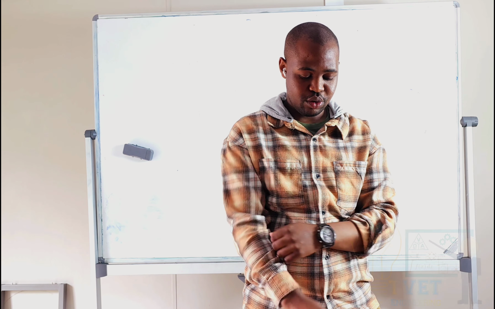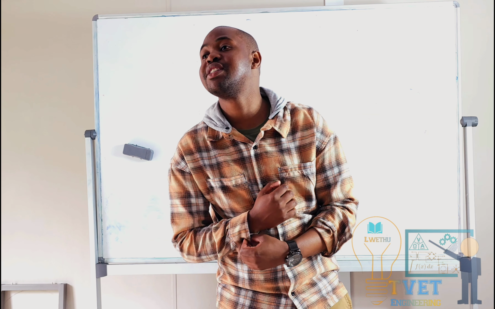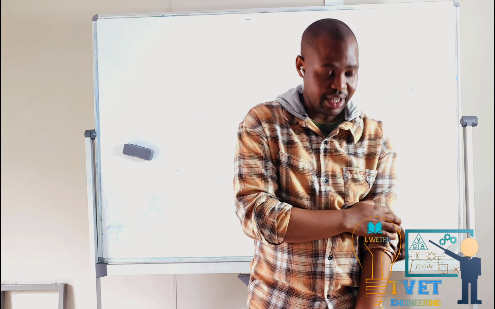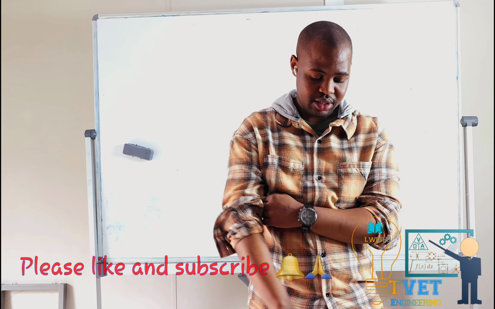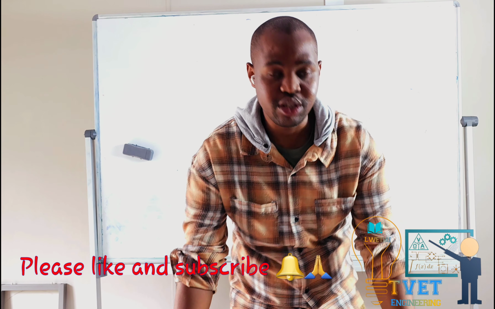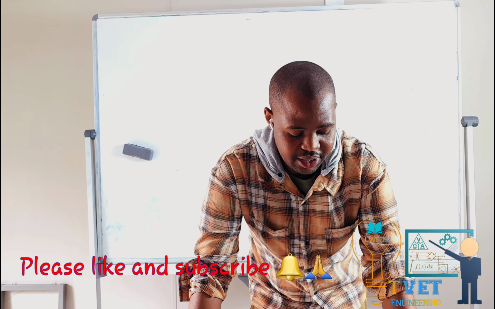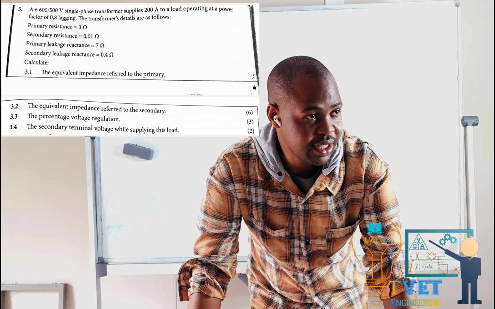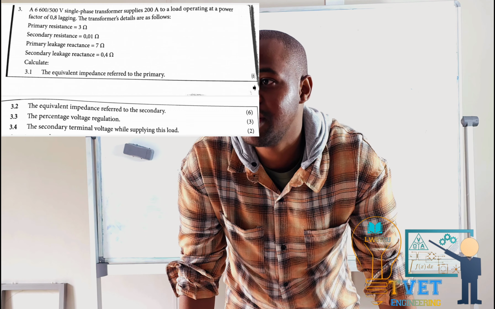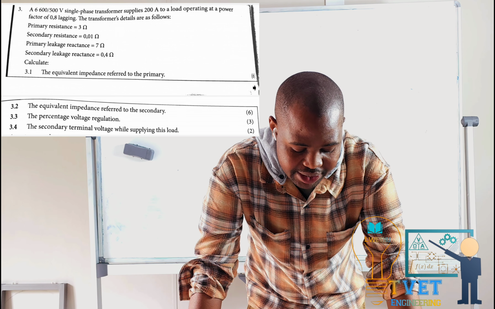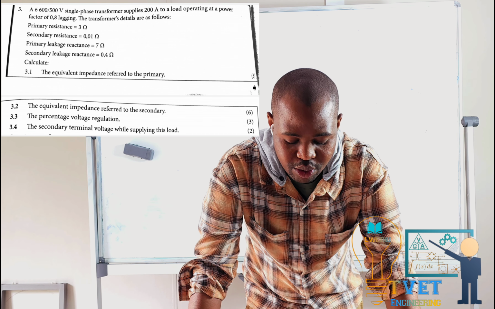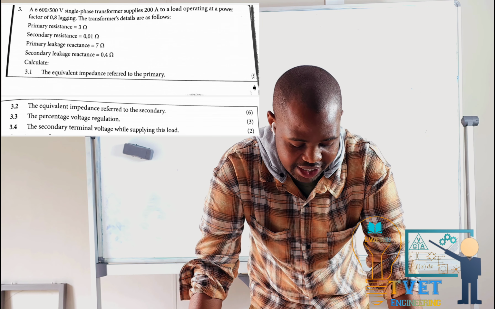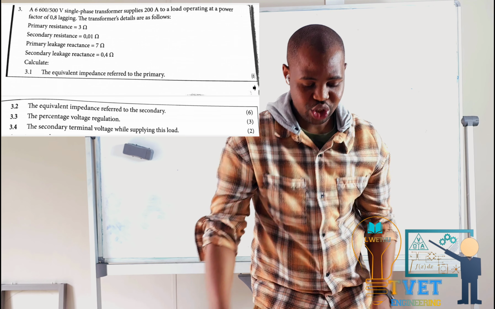Guys, we're going to do page 163, activity 3.2, question 3, okay? Which is a question on transformers. The question reads as follows: a 6,600/500 volt single-phase transformer supplies 200 amps to a load operating at a power factor of 0.8 lagging. We are given a transformer ratio.